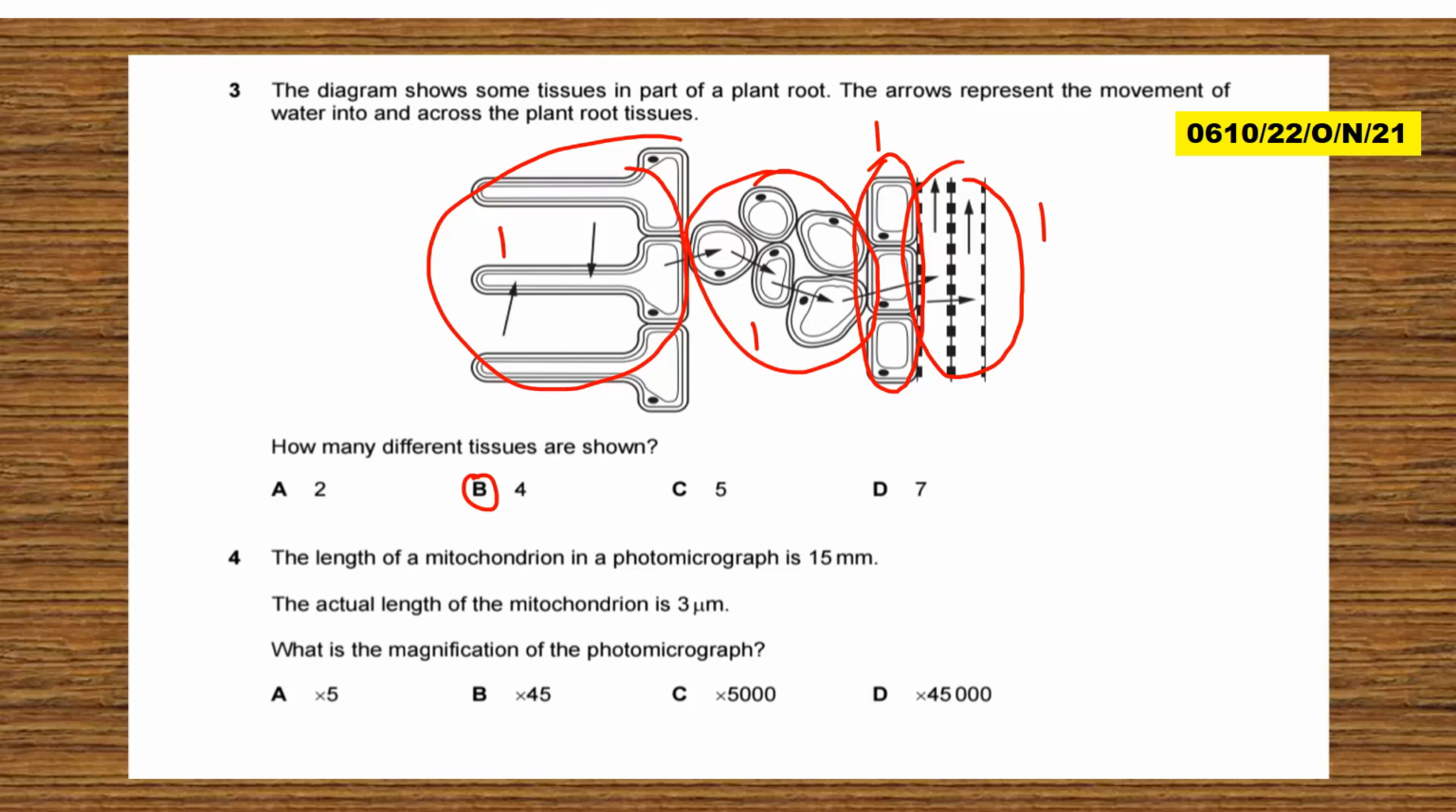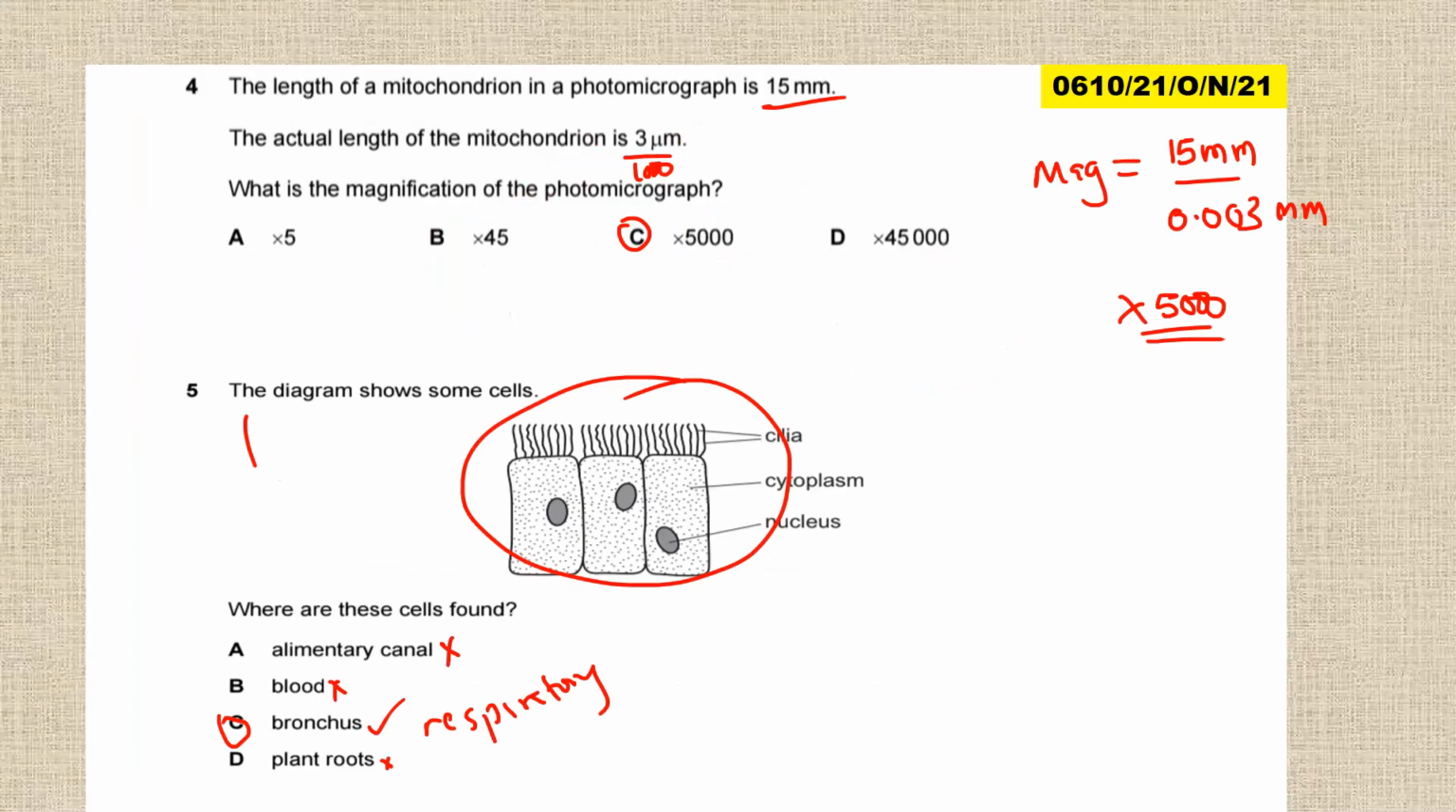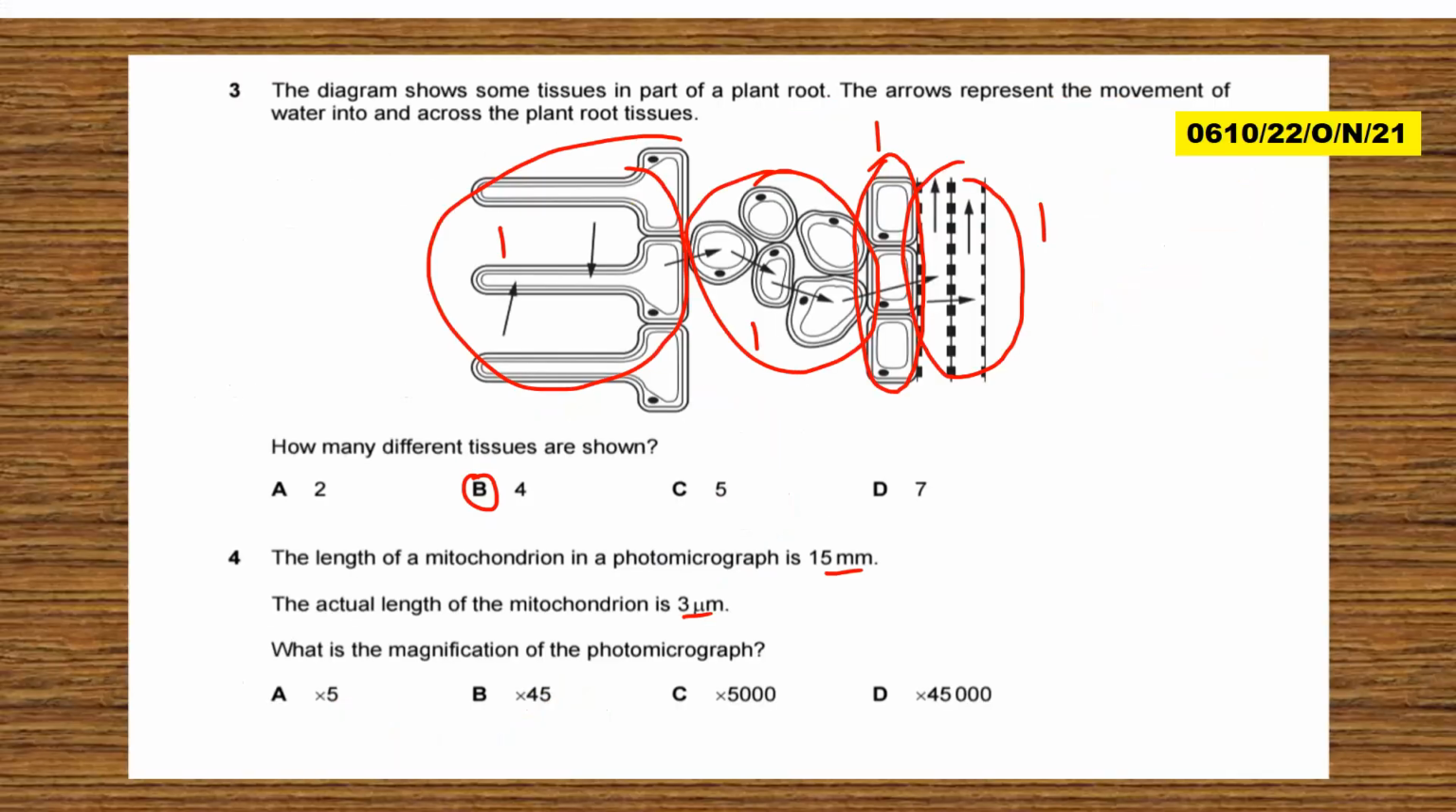Question 4 of the same paper. The length of a mitochondrion in a photograph is 15 millimeter. Then the actual length is 3 micrometer. I think this is something that we have just answered here. So this same question was just repeated. So in this case, the answer is C, which is 5,000.